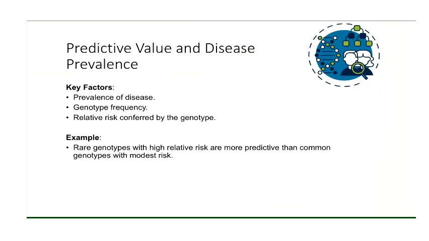The predictive value of a genetic test depends on the disease prevalence, genotype frequency, and relative risk. Rare genotypes that confer high relative risk are more valuable as predictors than common genotypes with lower risk.